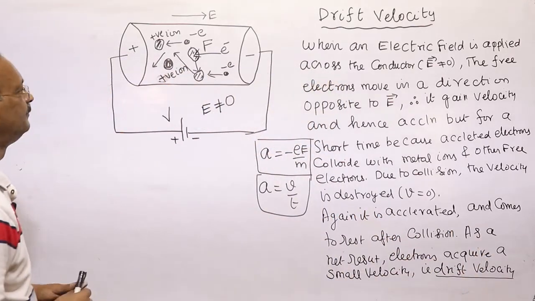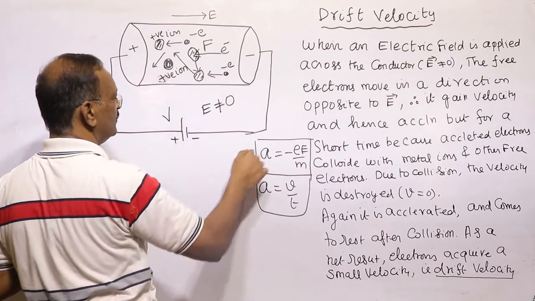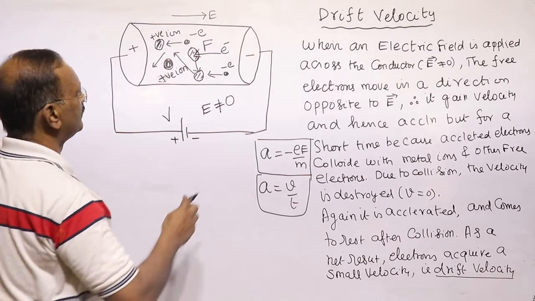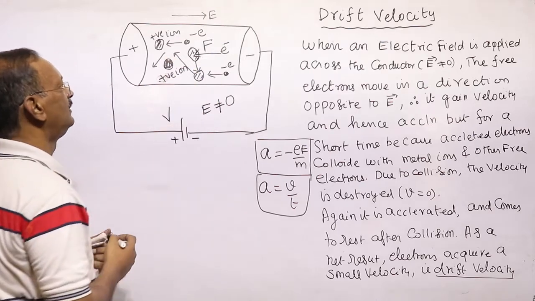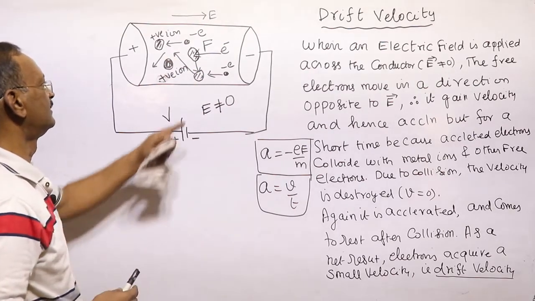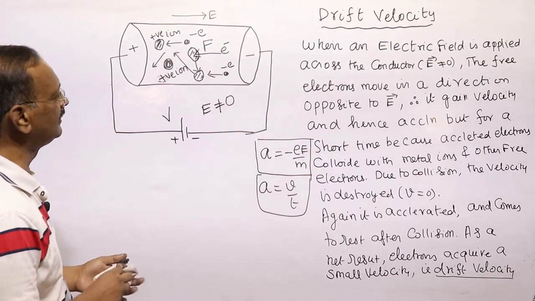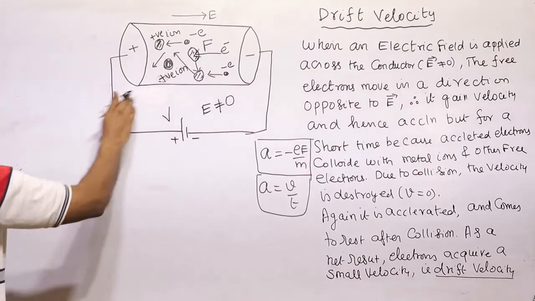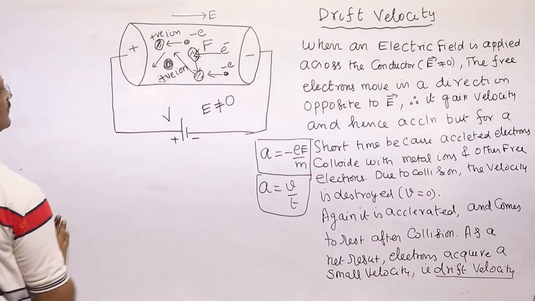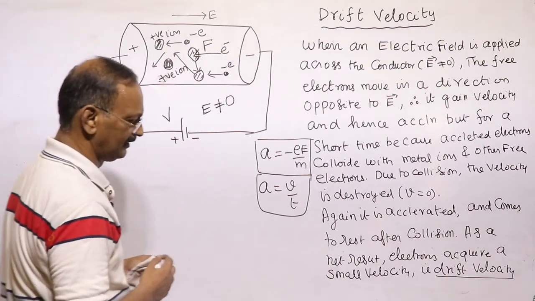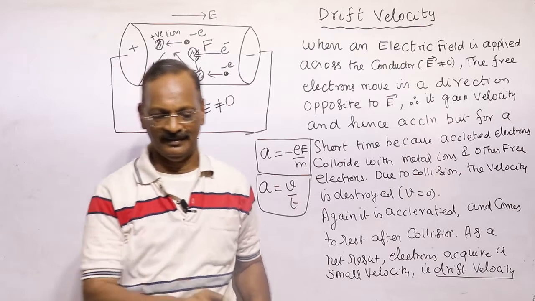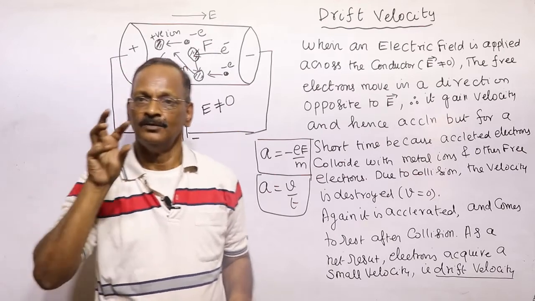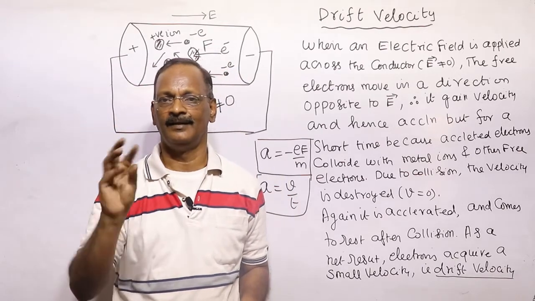So the electron moves here and there, and finally it reaches this end. In this process, after drifting from here to here with collisions with the metal ions, it acquires a small velocity. This velocity, with which it drifts from here to here, is called drift velocity. It is not moving directly. It is hitting, going, hitting, and going. During the collision, it loses velocity and hence acceleration.